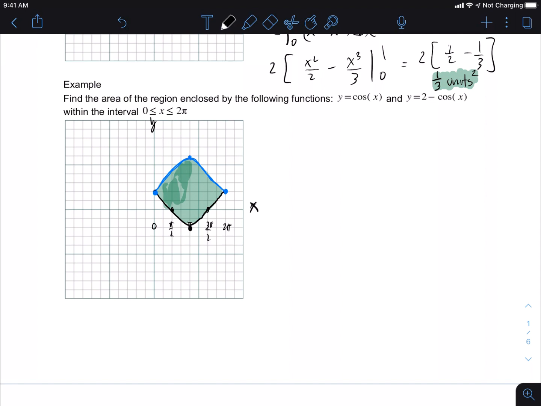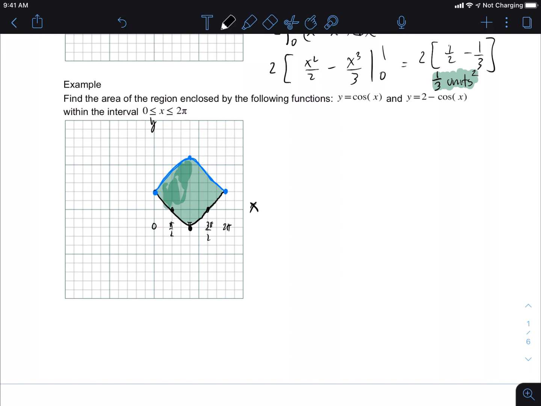Right? And we see that cosine is equal to 1 at 0 and at 2 pi, and 2 minus cosine is equal to 1 at 0 and 2 pi. Agreed? That's some trig that you guys should know. Okay, which function is on top? 2 minus cosine x. It's the 2 minus cosine x.